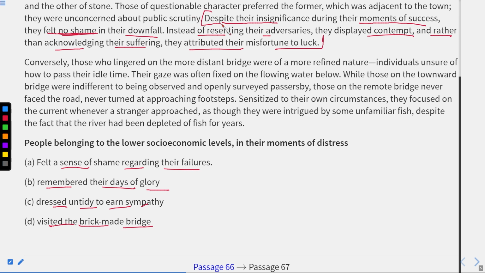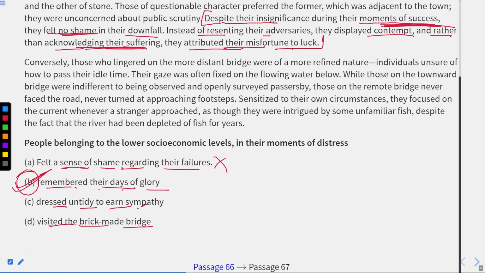So according to the last three lines of the first paragraph, it shows that they do not feel shame, as it is written over here, felt a sense of shame regarding their failures. No, not at all. Remembered their days of glory. They attributed their misfortune to luck during their moments of success. So this shows that yes, they remembered their days of glory. Dressed untidy to earn sympathy? No, they do not acknowledge their suffering.